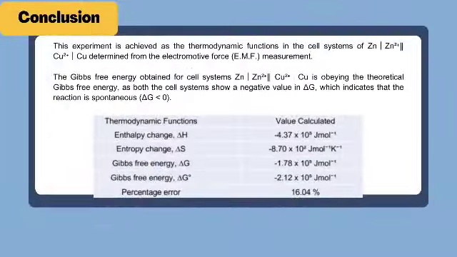This experiment is achieved as the thermodynamic functions in the cell system of zinc and copper were determined from the electromotive force (EMF) measurements. The Gibbs free energy obtained for the cell system of zinc and copper obeys the theoretical Gibbs free energy, as both cell systems show a negative value in delta G, which indicates that the reaction is spontaneous. Delta G is less than 0.